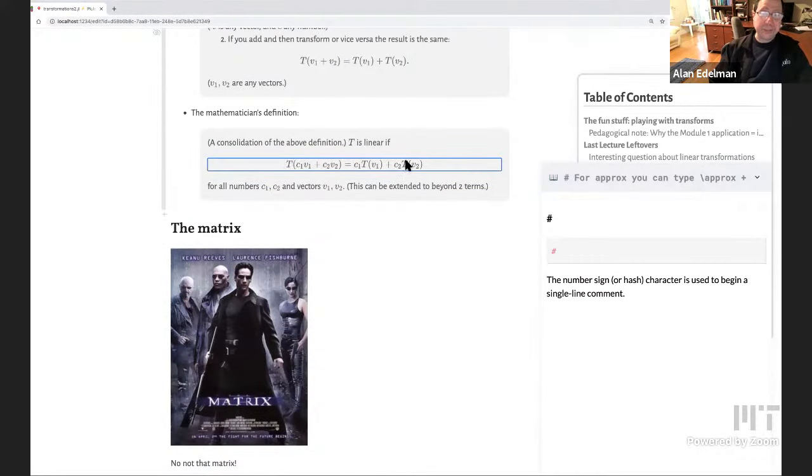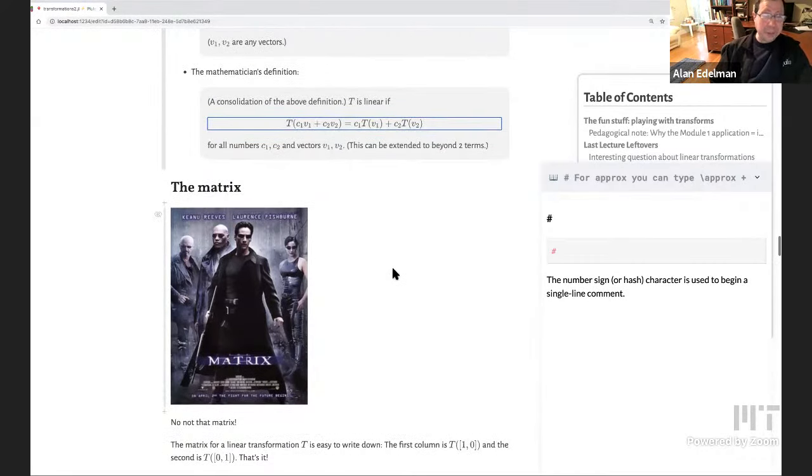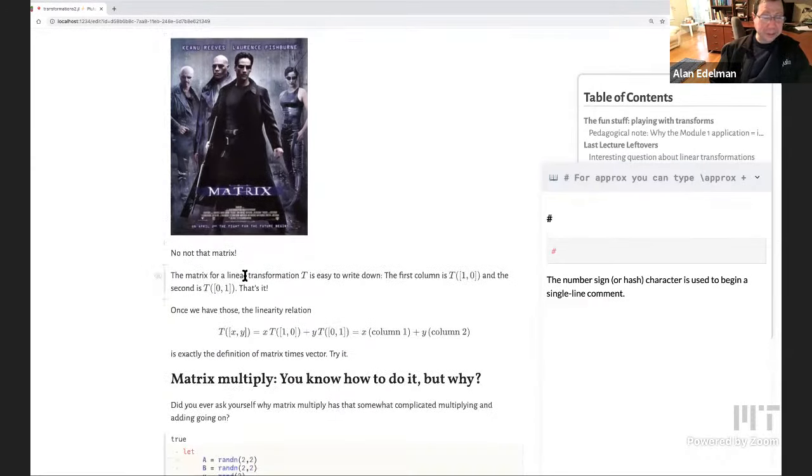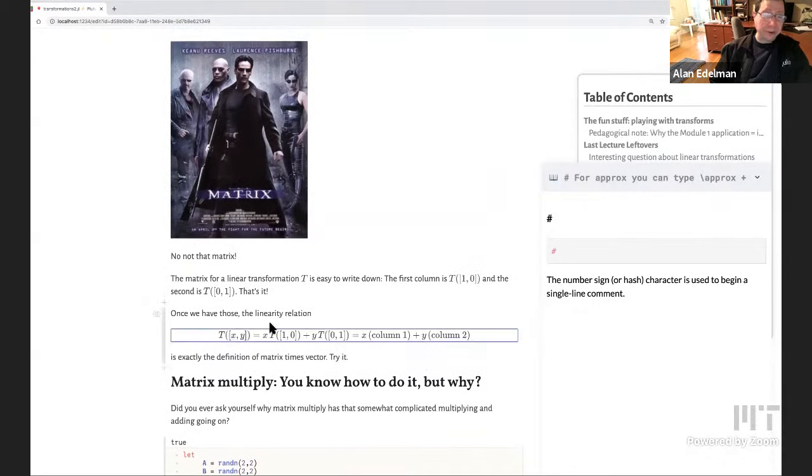Mathematicians love to start with this definition and then grab a matrix afterwards. And I'll just say, no, not that matrix, but that was a good movie. But if you have the transformation first and you don't have the matrix, you can always get the matrix by looking at T on the 1, 0 vector, the horizontal vector in the x direction, and then T on the vertical vector in the y direction. This will be the first column of your matrix, and this will be the second column of your matrix.